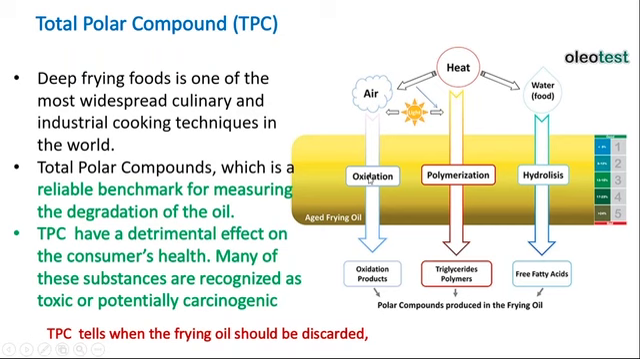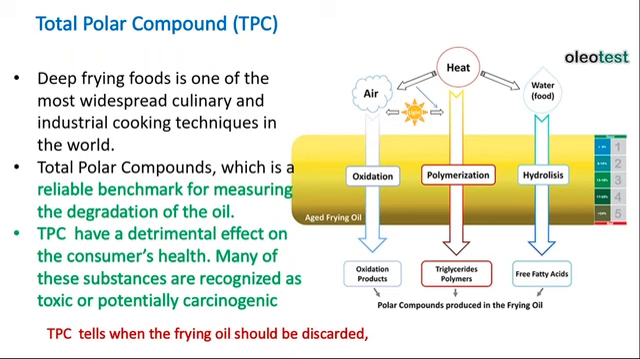So essentially then, as you keep using the oil, you'll have more of oxidation products, more of the polymers, and more of the free fatty acids, and all these contribute to the polar compounds. So the total polar compound (TPC) content will tell you when the frying oil should be discarded, because the habit is to use oil to fry and then keep frying in that oil till the oil is over.